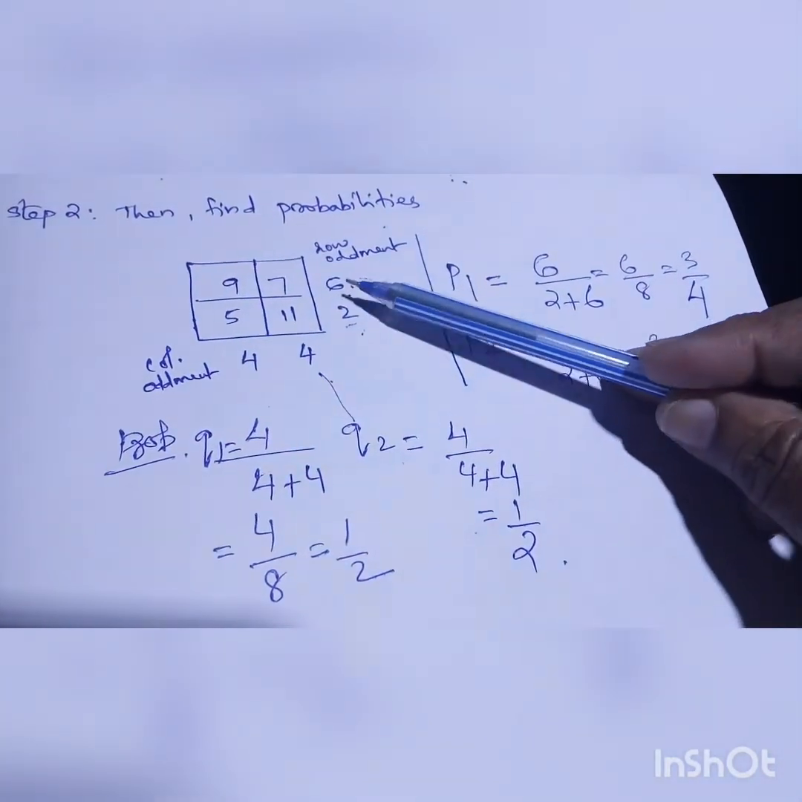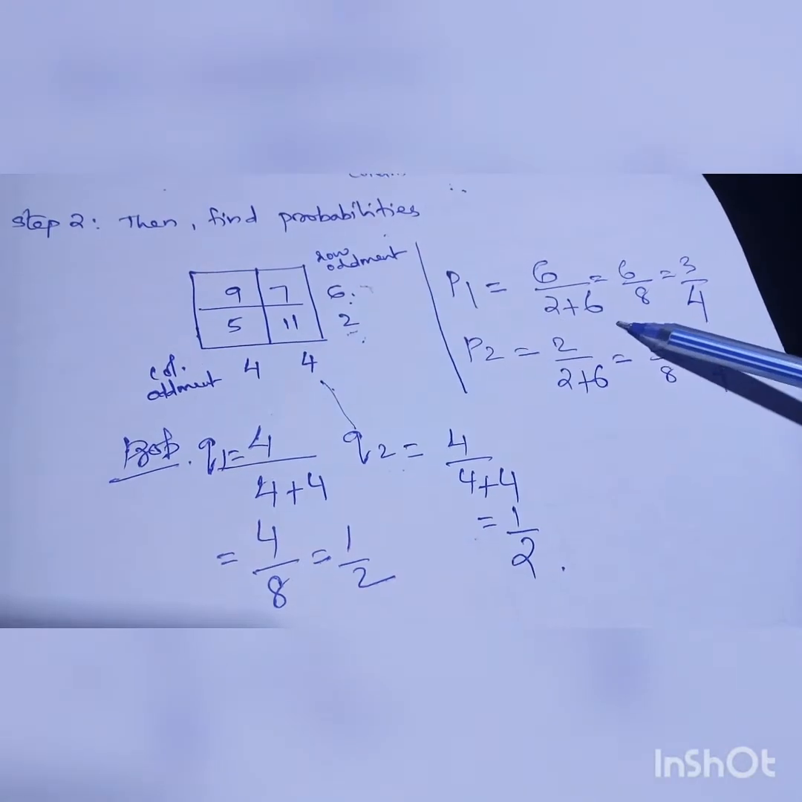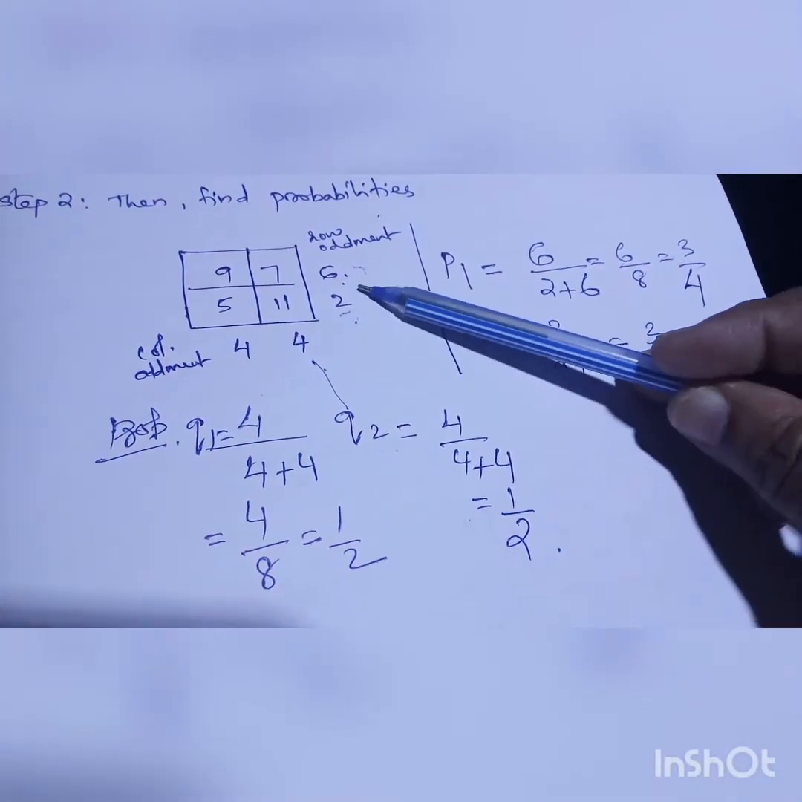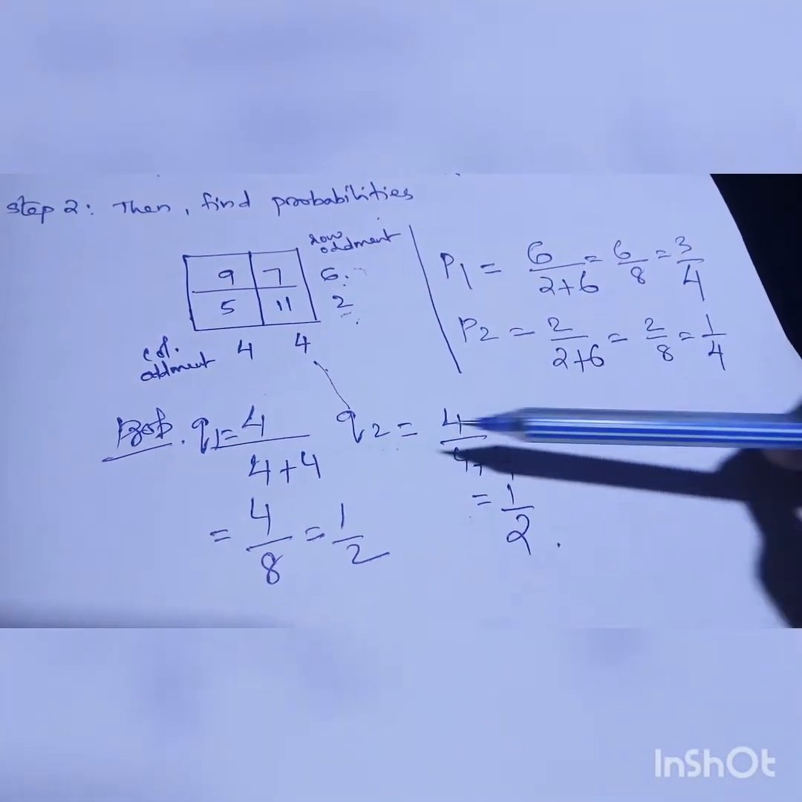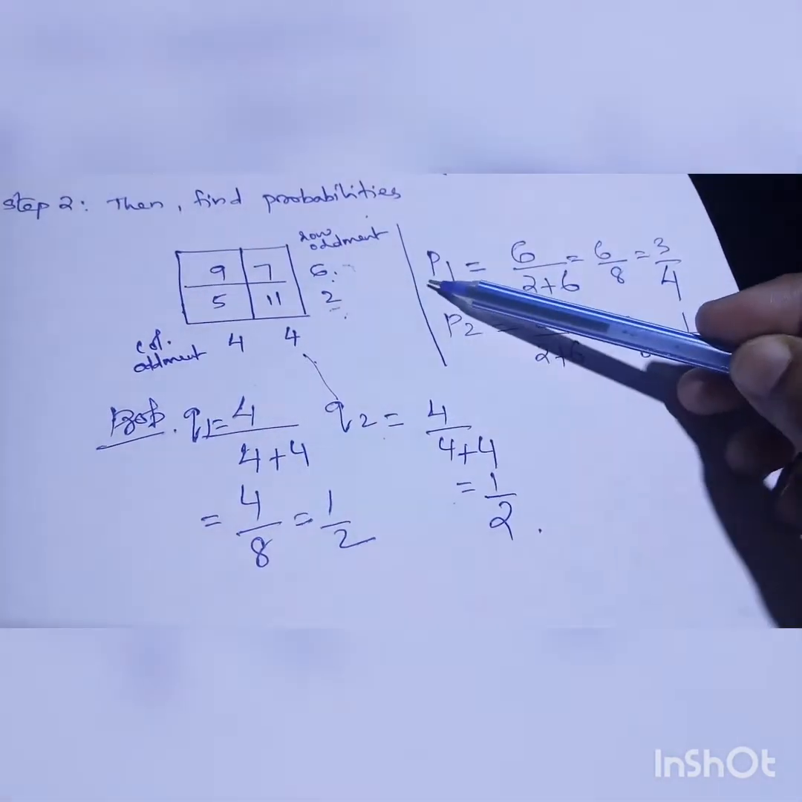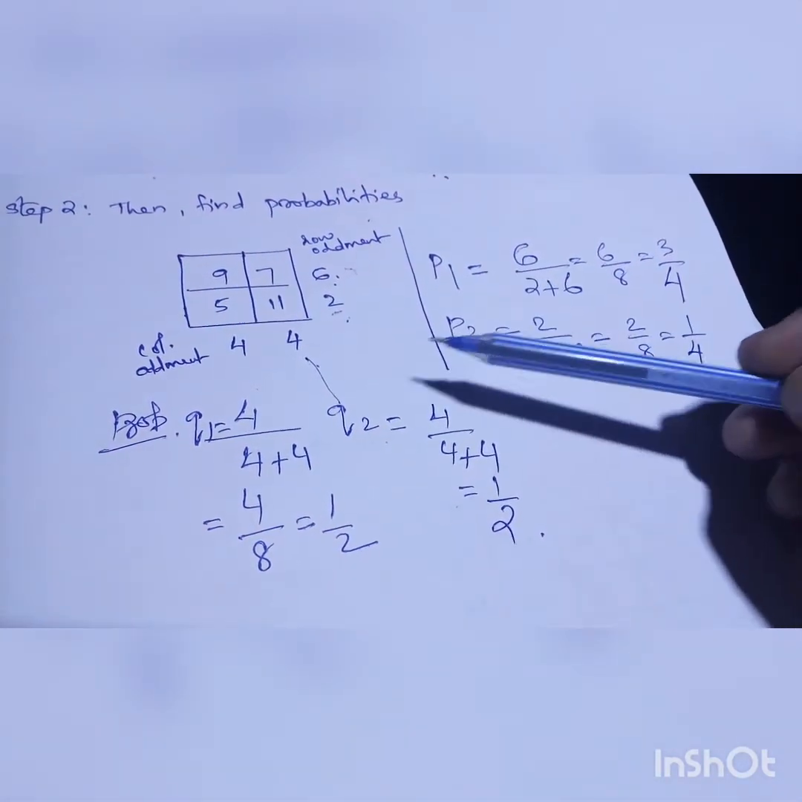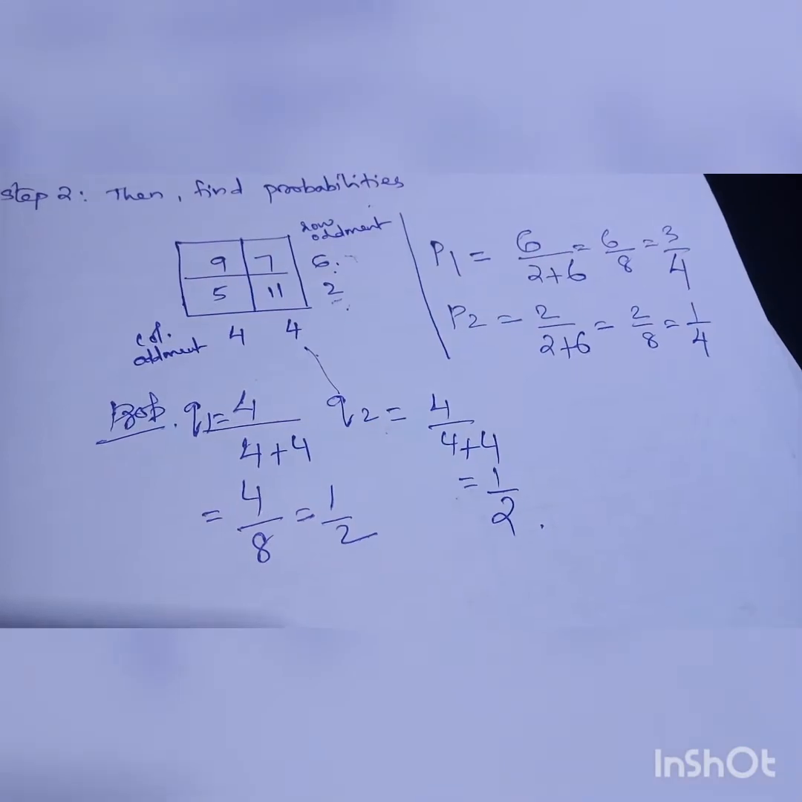Probability is one value divided by the total value, that is 6 by 2 plus 6 for the first row, and for the second row 2 by 2 plus 6. Do the same for the columns. The probability values are P1, P2, Q1 and Q2.